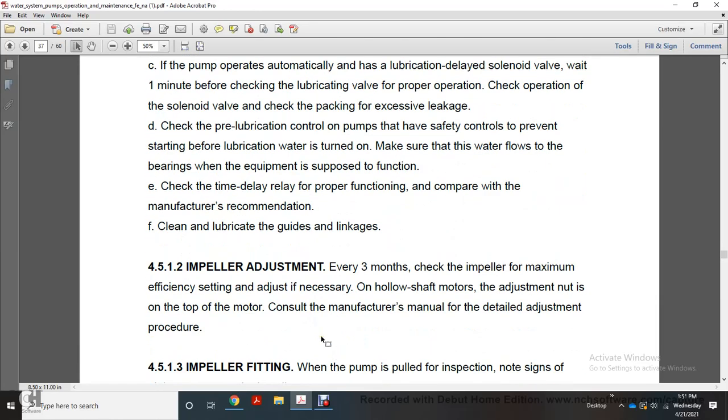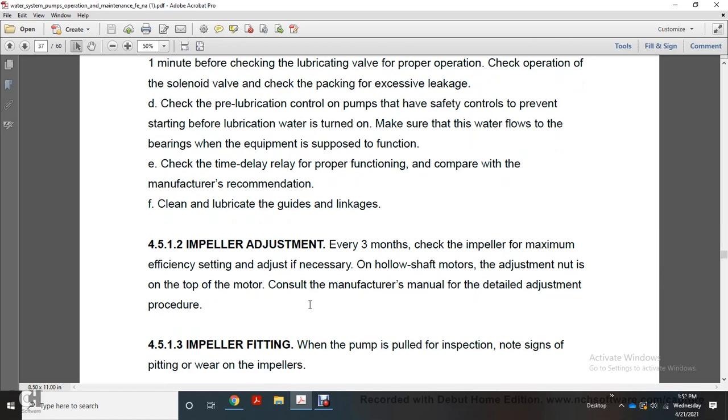Impeller adjustment every 3 months. Check the impeller for the maximum efficiency setting. Adjust as necessary on hollow shaft motors. They adjust the nut on the top of the motor. Consult the manufacturer's manual for the details of the adjustment procedure.